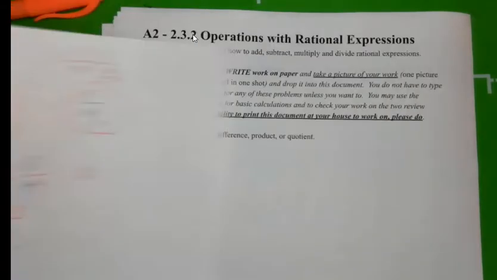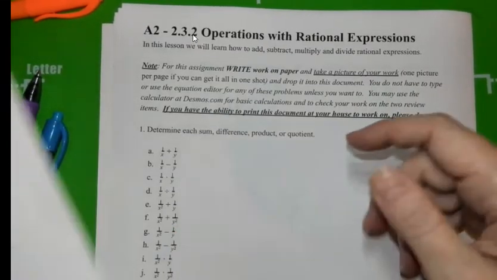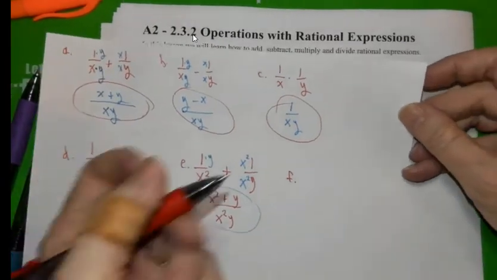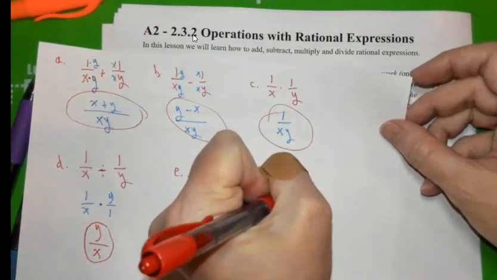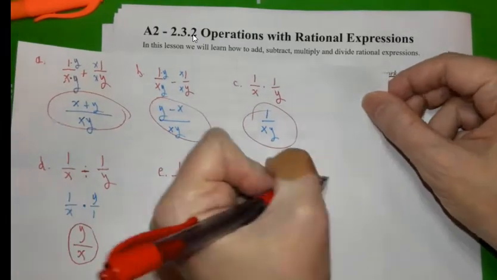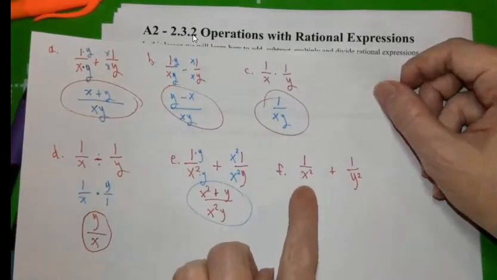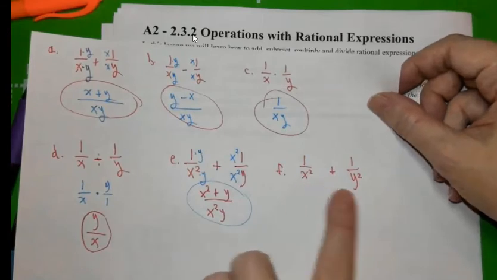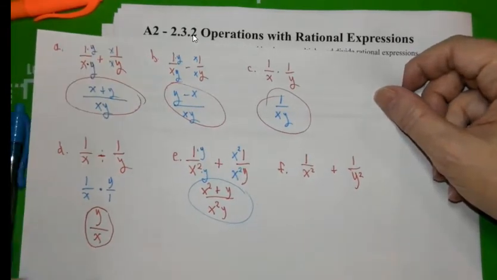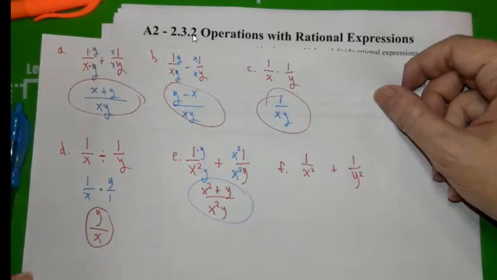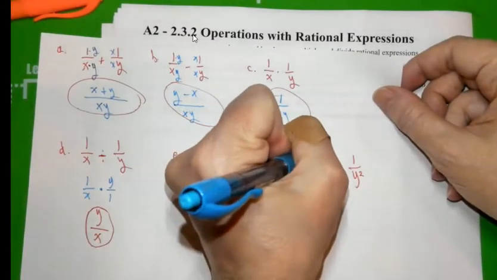On F, we have 1 over x squared plus 1 over y squared. So it's pretty much the same concept. The denominators are not the same. So I'm going to spread these way out. I need both x squared and y squared in each denominator. So the one on the left is missing the y squared, so I will multiply it by y squared over y squared.